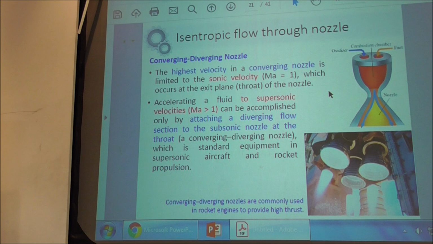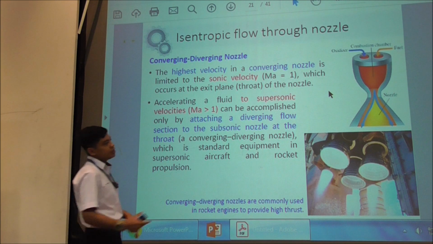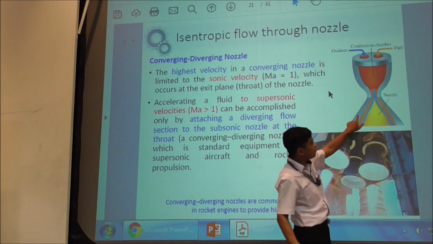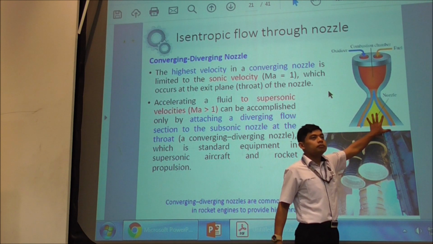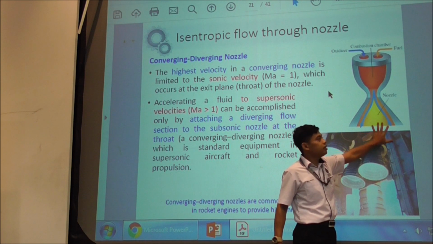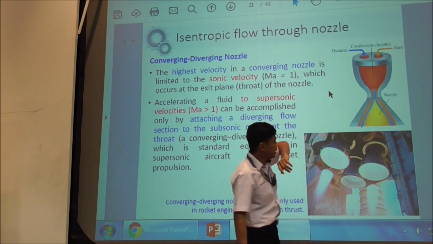The highest velocity in the converging nozzle is limited to sonic velocity, because more than that, the flow is choked, right? You cannot get any higher velocity. So what you can do to increase the velocity is attach a divergent section on that.